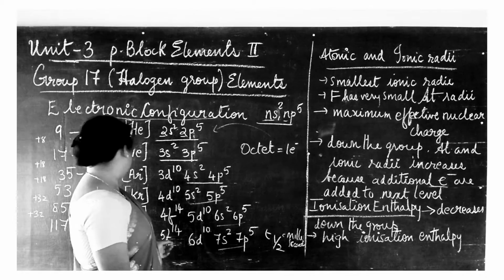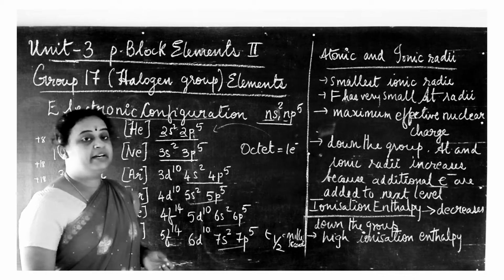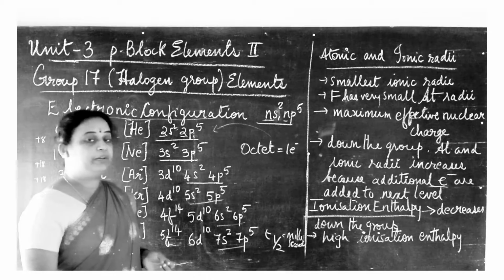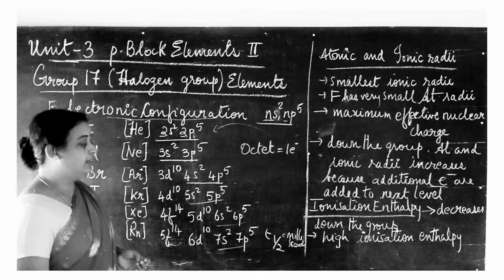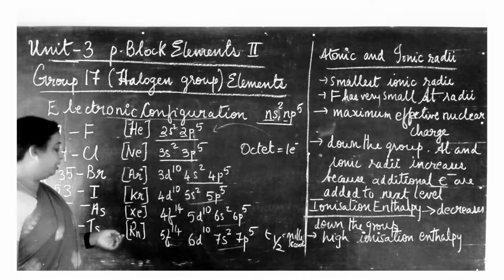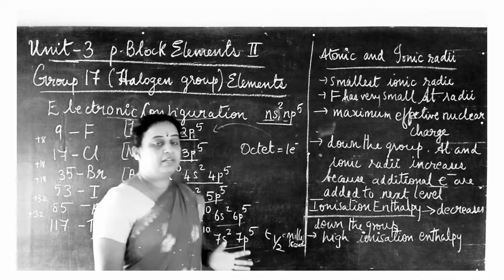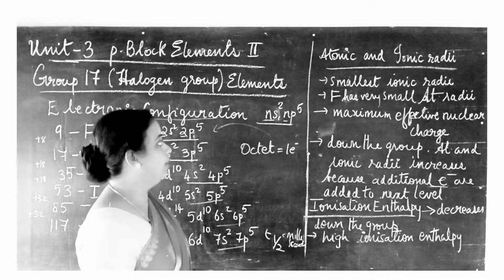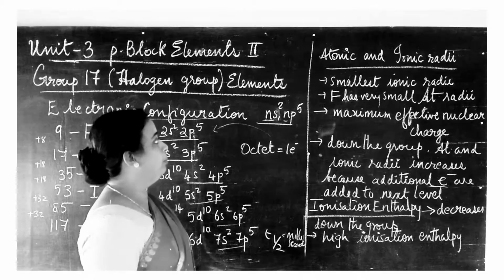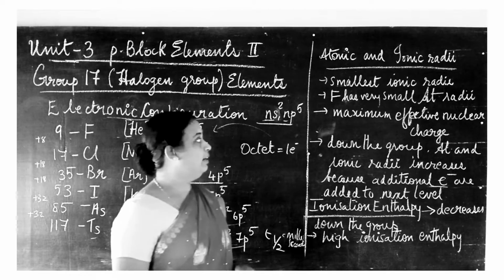In the case of tennessine, it is already said that its half-life is very small, in milliseconds. So for that reason, the characteristic chemistry of this radioactive element is not studied well. Next property, physical property, is the atomic and ionic radii.